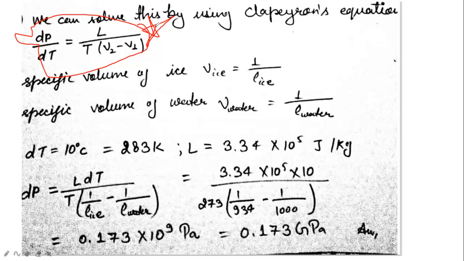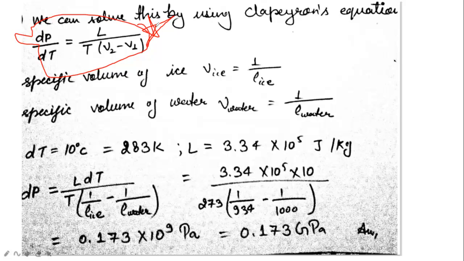Now we have been given the densities of ice and water, but we will use the volume. That is why we want to derive the values of volume of ice and water. So how can we derive them? The specific volume of ice will be V ice equals 1 over rho ice, and the specific volume of water will be V water equals 1 over rho water.